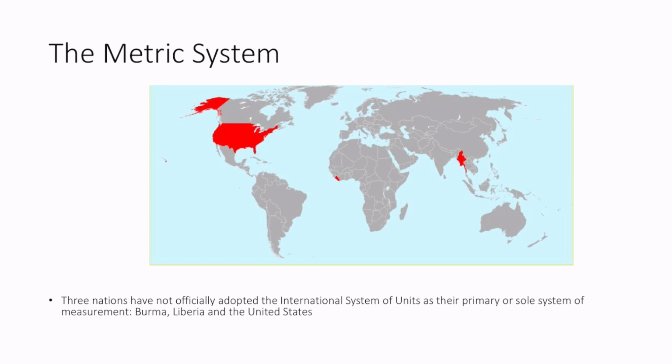In science, we use something called the metric system. And the reason we use the metric system is because the majority of the world uses the metric system, so it makes it very useful for communication. Even if you don't speak the same language, your units will generally be the same. There are only three nations that have not officially adopted the metric system, and that is Burma, Liberia, and the United States.